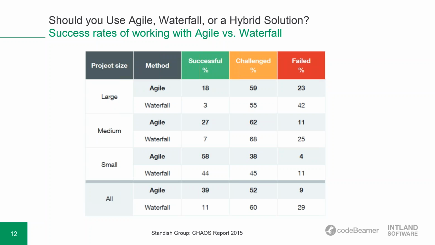According to the latest CHAOS report in 2015, on the basis of all projects, regardless of the size, Agile projects are far more likely to be successful than Waterfall projects. The difference is minimal when running a small project. It is only 32%. But if you look at the huge projects, then Agile projects are 600% more likely to be successful, which is quite a number.